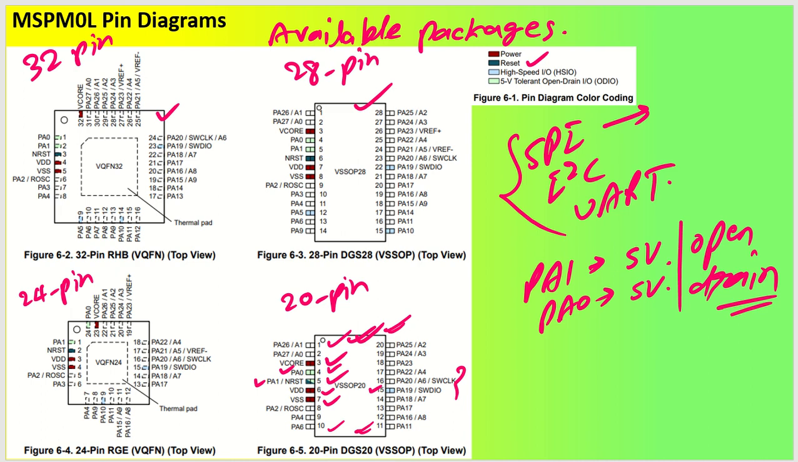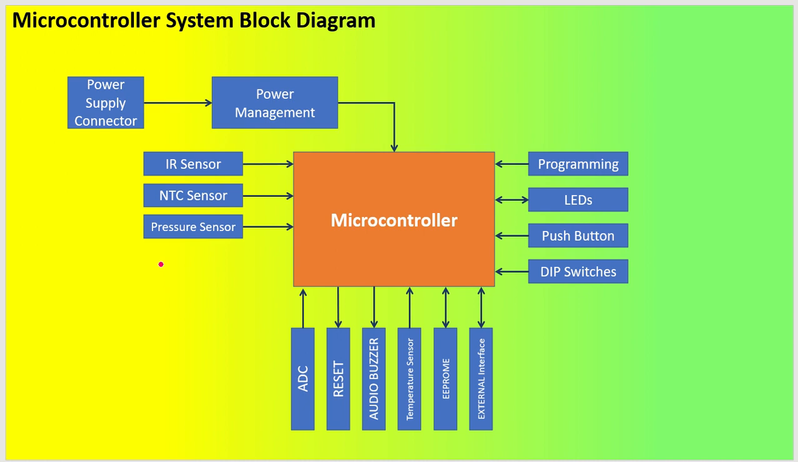So let me give you the application which we are going to design. The design will be for this. Let us say this is the microcontroller that I am going to talk about, the MSPM0L1306. Now how are we going to connect all the peripherals, like an IR sensor or NTC, negative temperature coefficient sensors, pressure sensors, ADC applications, reset switching, audio buzzer, temperature sensors, and EEPROMs? Like how to interface an EEPROM.